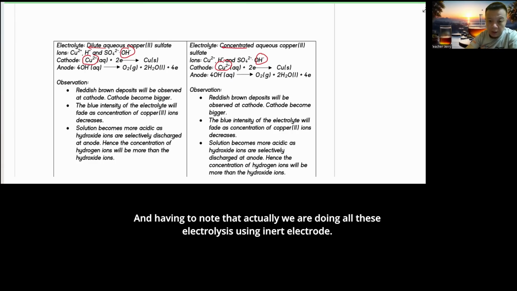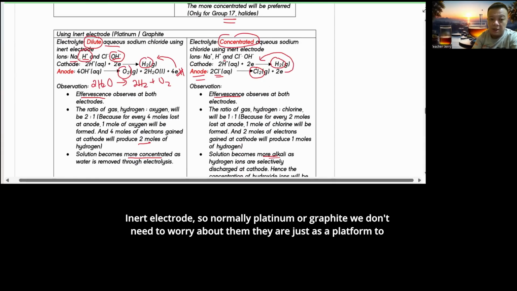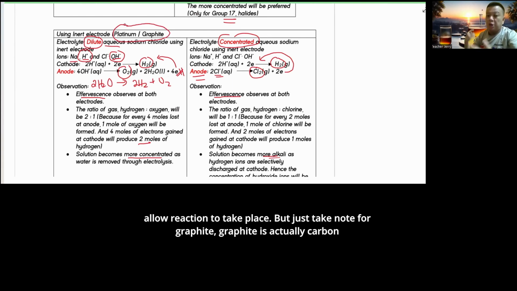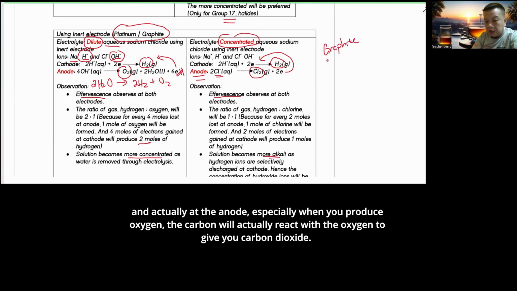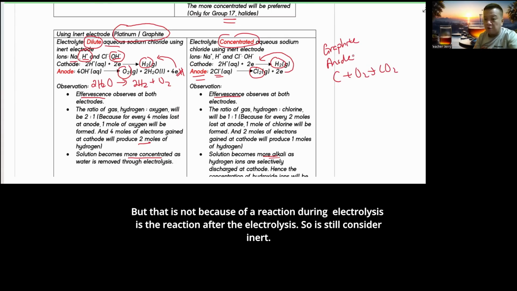Note that we are doing all this electrolysis using inert electrodes, normally platinum or graphite, which means we don't need to worry about them. They are just a platform to allow the reaction to take place. But take note for graphite: graphite is actually carbon. At the anode, especially when you produce oxygen, the carbon will react with the oxygen to give you carbon dioxide. So the graphite electrode does become smaller, but that is not because of a reaction during electrolysis, it's a reaction after electrolysis. So it's still considered inert.